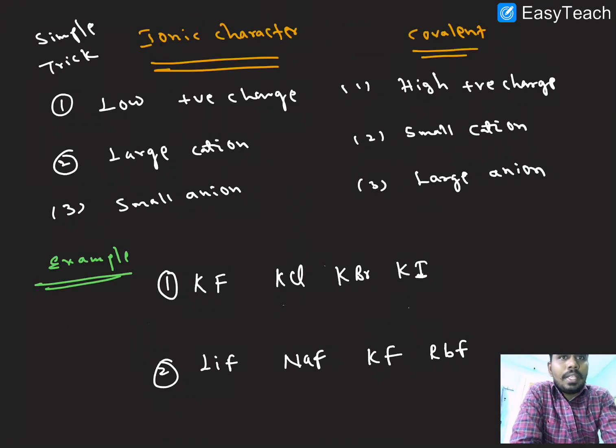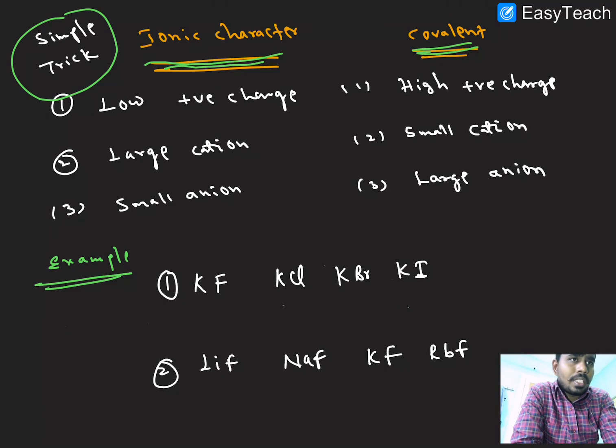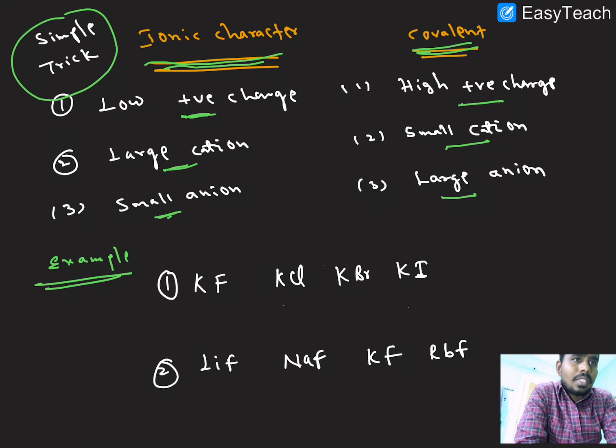So I have given here a simple trick we have to remember: which condition gives more ionic character, and which condition gives more covalent character. For ionic character: low positive charge, large cation and small anion. Exactly opposite, for covalent character: high positive charge, small cation, large anion. So with these conditions we decide the ionic character and covalent character. Let us see a few examples.